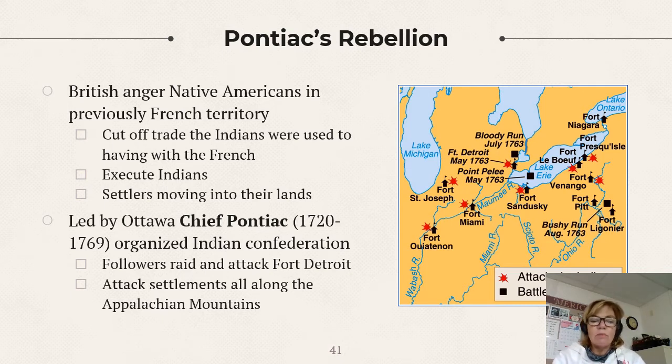So if you look here, the bottom point, or the second main one, Ottawa Chief Pontiac, he had this vision that he was going to unite all of the Indians together to fight off the British. This sounds familiar because it's very familiar to King Philip's War. King Philip did the same thing.